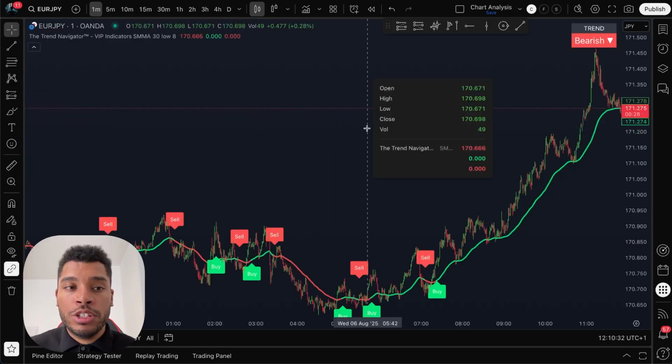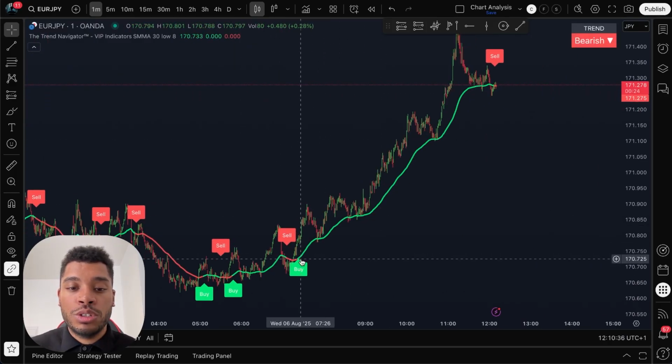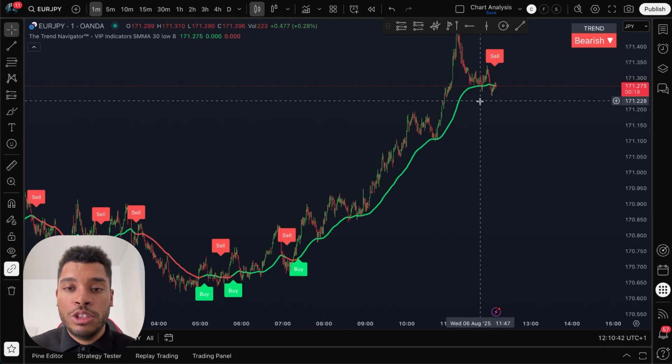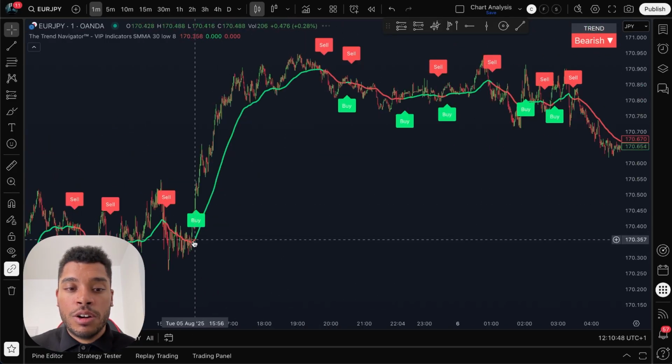Let's switch pair. Now let's look at Euro JPY. In this case, look at this. Again, this signal was sent this morning around 5 hours ago, and imagine if you enter here, this is the type of move that you will be able to catch. As you can see, again, another opportunity here.